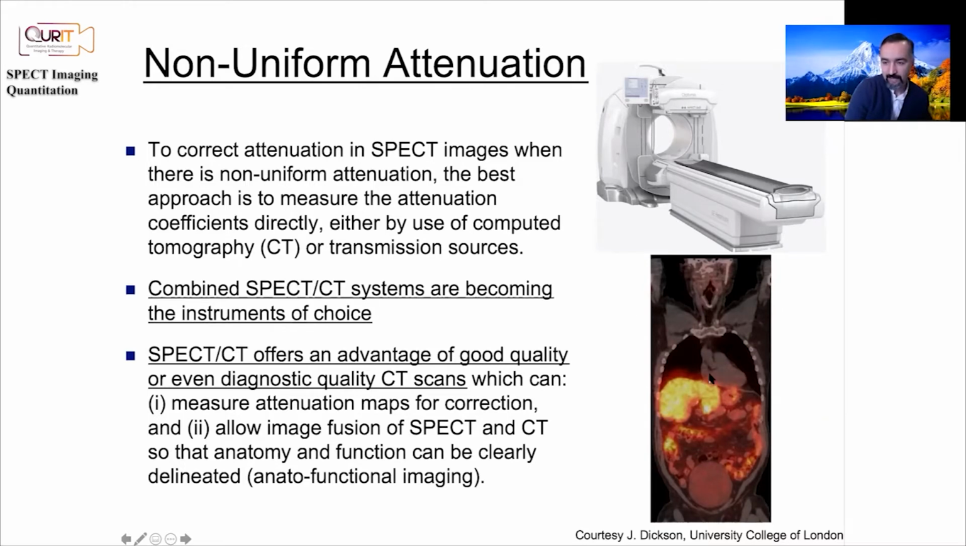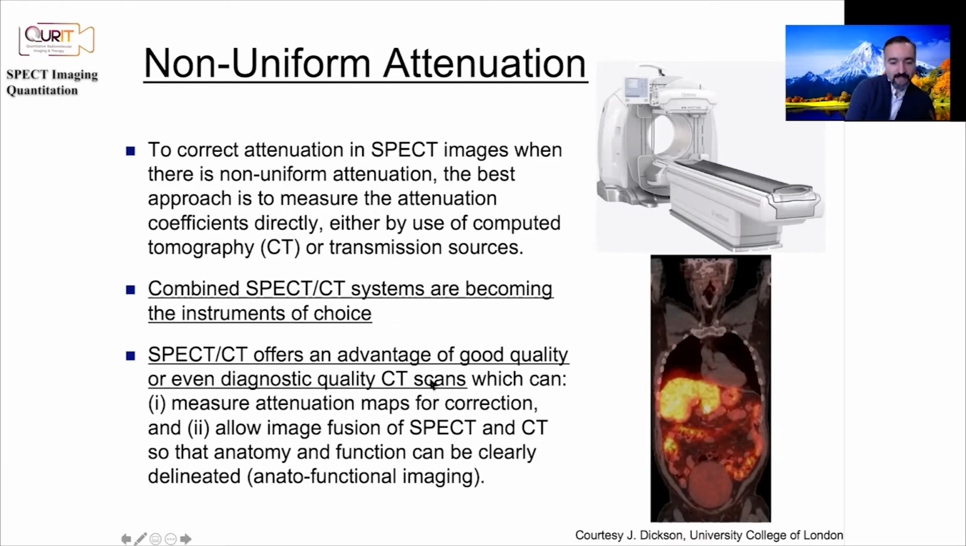And this is an example of anatofunctional imaging where the color bar is the SPECT, and you see this grayscale is the CT, and they're superimposed. It has significant clinical value, but also the CT can be used to estimate the attenuation and actually do attenuation correction for SPECT. So the CT is starting to find two major roles in SPECT CT and PET CT systems: to do attenuation correction for the SPECT or PET, and also to add value for clinical interpretation.